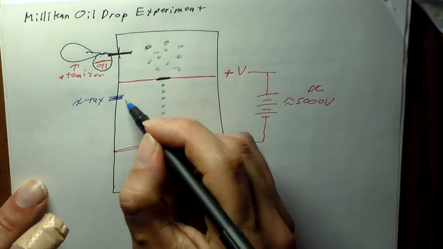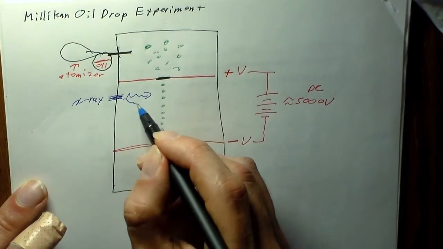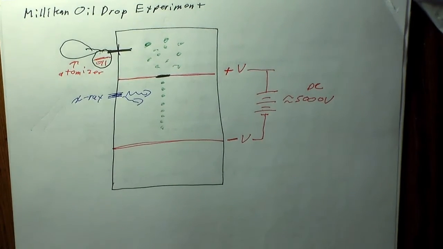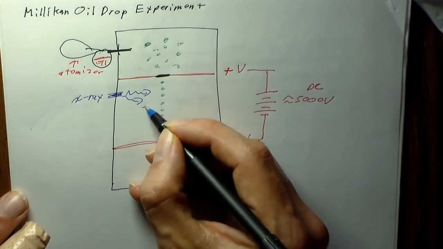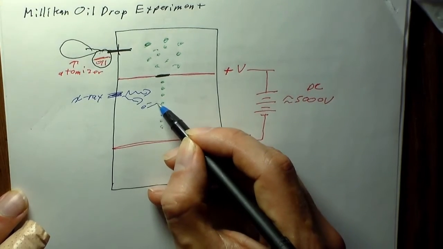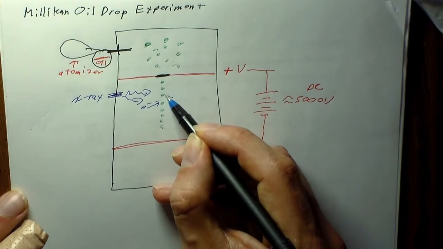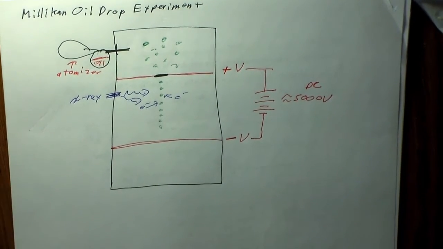And the X-rays are going to come here, ionize the air itself. So they knock the electrons off the oxygen and nitrogen in the air. And then this is going to produce electrons. And then these electrons are going to go and attach themselves to the oil droplets. Now, you may not always get just one electron, you may get 2 or 3, but you're obviously just going to have an integer number of electrons. So they can do the experiment multiple times, and then you can tease out how many electrons are actually on each oil droplet.